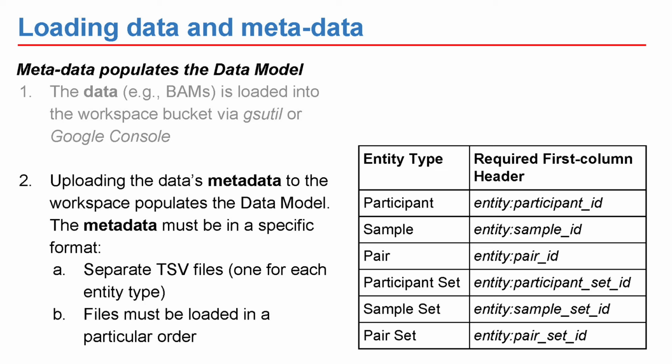So there'll be participant, sample, pair, participant set TSV files. Each of those will have this required first column header here, entity, colon, participant ID, et cetera. And these files must be uploaded in a specific order. That actually is important. So now let's just talk about what exactly is the data model.